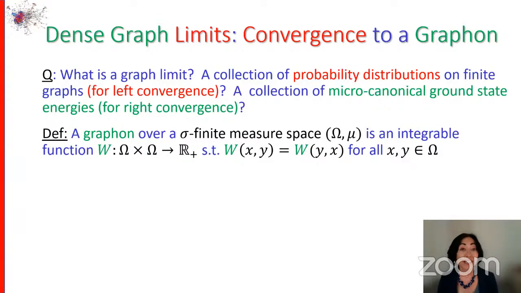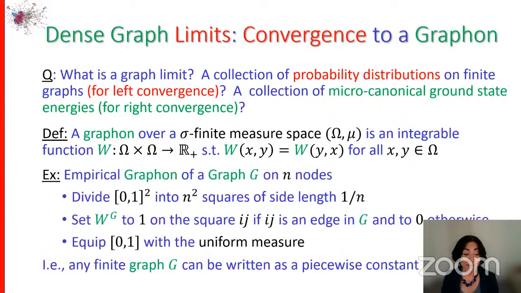I'm going to say that a graphon over a sigma finite measure space is an integrable symmetric function. And I'm going to say that the empirical graphon of a graph on n nodes is going to be like those first pictures. I'm going to divide the unit square into n squared blocks of size 1 over n, and I'm going to set W equal to 1 if those two nodes are connected to each other. And I'm going to equip it with the uniform measure. And of course, any finite graph can be written as a piecewise constant graphon, just coloring in the blocks.